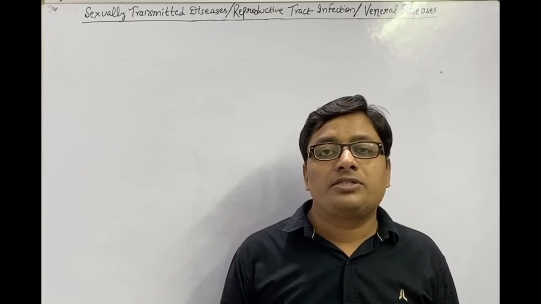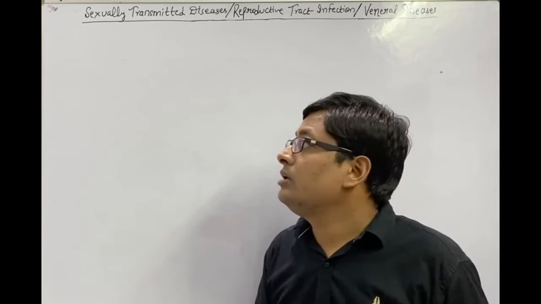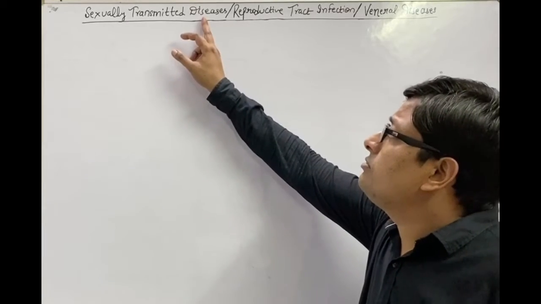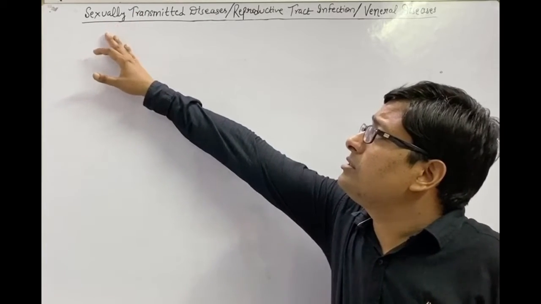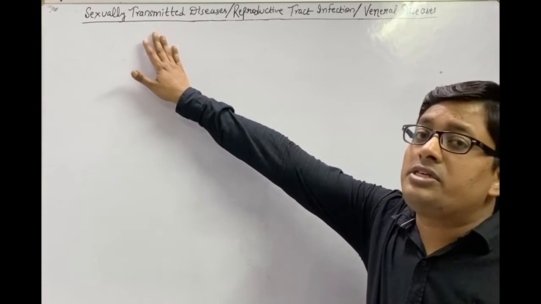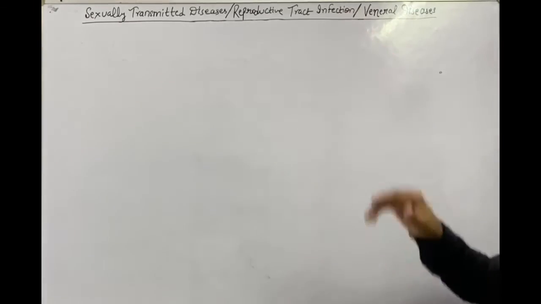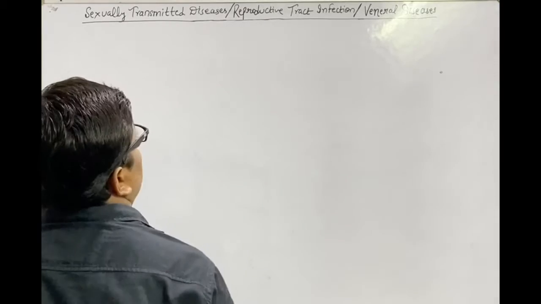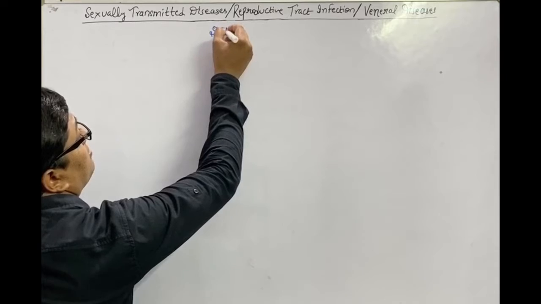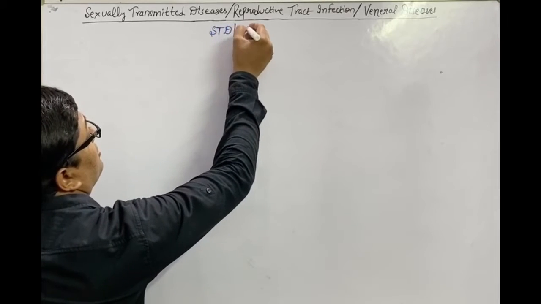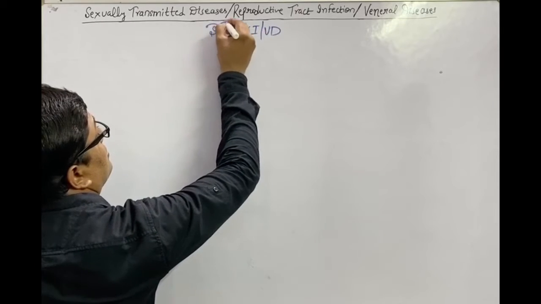After the medical termination of pregnancy, the next topic is sexually transmitted disease. The diseases which are transmitted primarily through sexual intercourse are termed as sexually transmitted disease, or reproductive tract infection, or venereal disease. In short, they are written as STD, RTI, or VD.